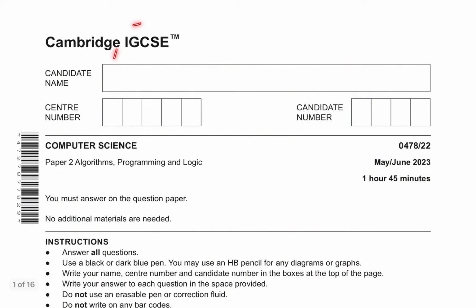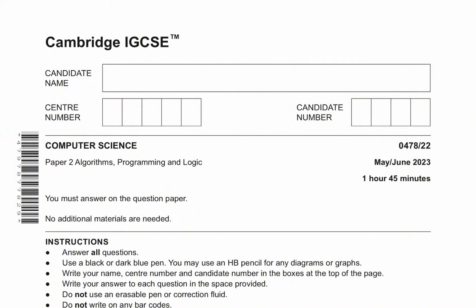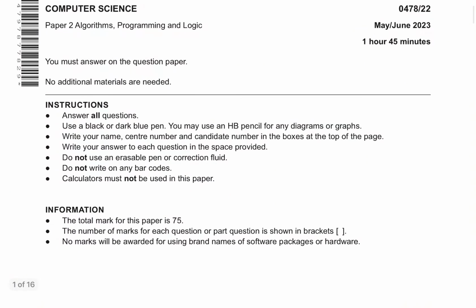This is Cambridge IGCSE 0478 variant 22, which is paper 2 algorithms programming of the year May June 2023. 1 hour 45 minutes paper.